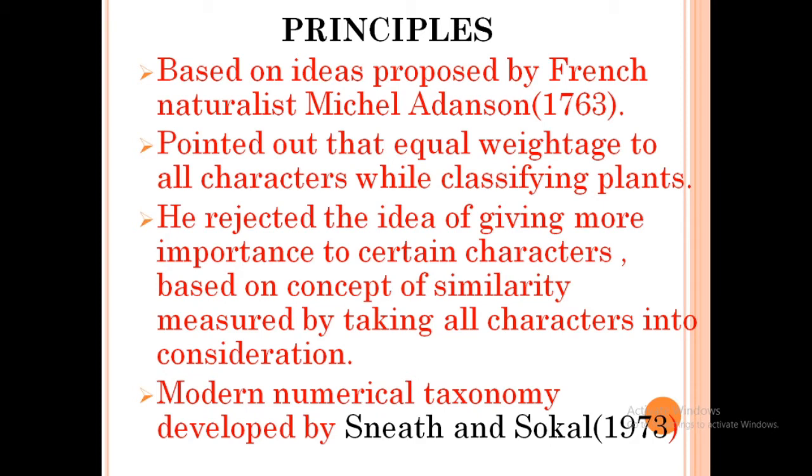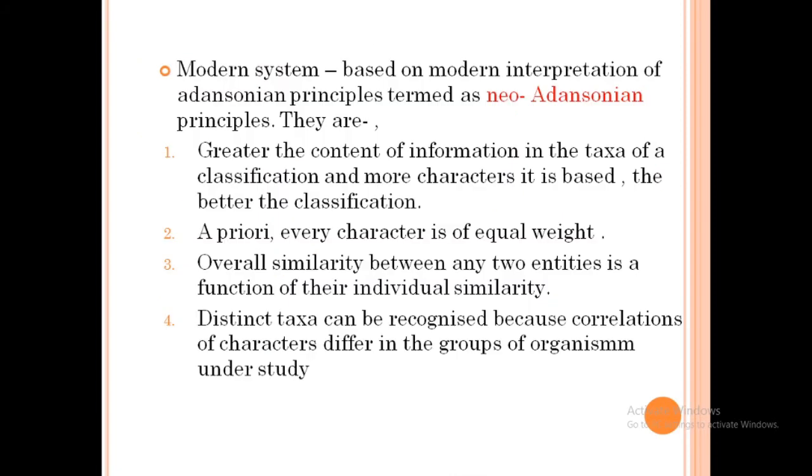This was again modified into modern numerical taxonomy, developed by Sneath and Sokal in 1973. This system of modern numerical taxonomy developed from the previous Adansonian system. So, the modern principles of numerical taxonomy are known as Neo-Adansonian principles. These Adansonian principles are very important and usually come for examinations. Clear?